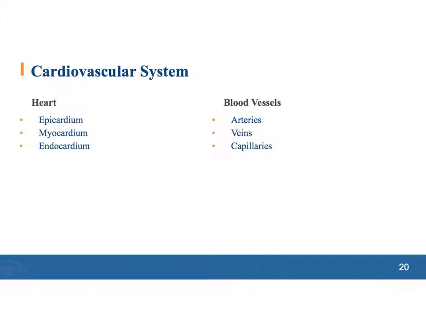The cardiovascular system is made up of the heart and blood vessels. The heart pumps to move blood throughout the body through the pulmonary circulation and the systemic circulation. The heart is composed of three layers: the epicardium, which is the outer lining, the myocardium, which is the main heart muscle, and the endocardium, which is the inner lining.